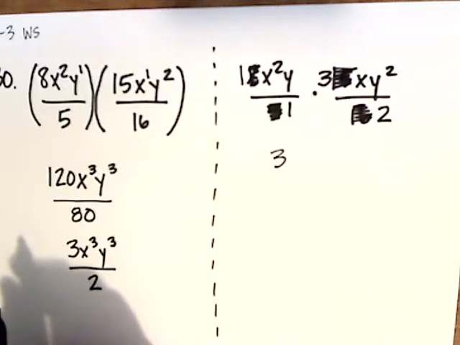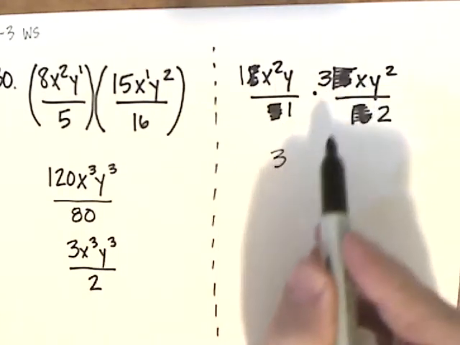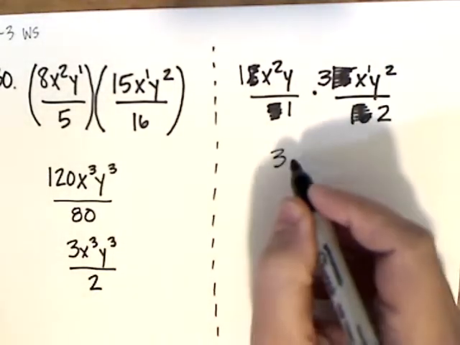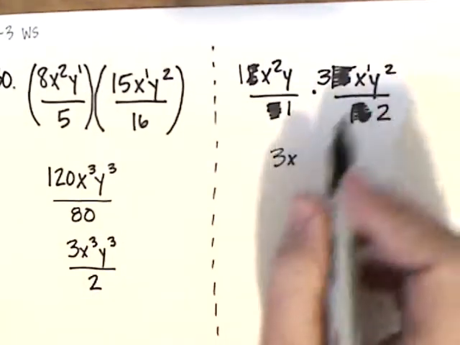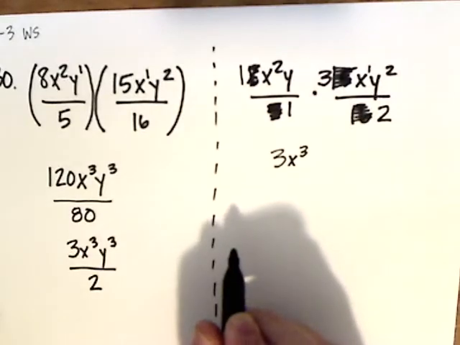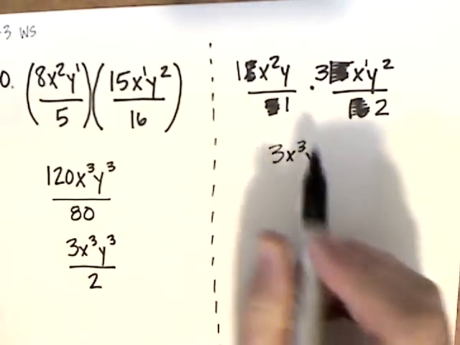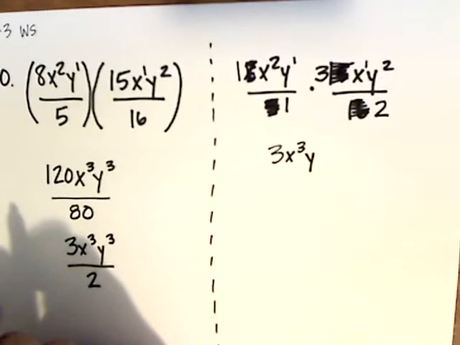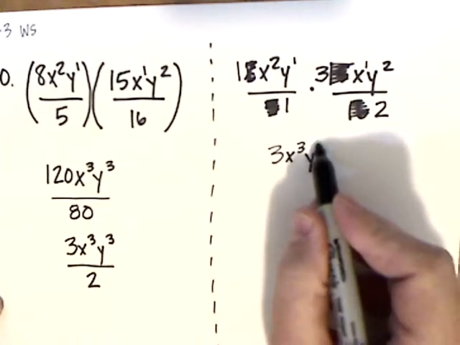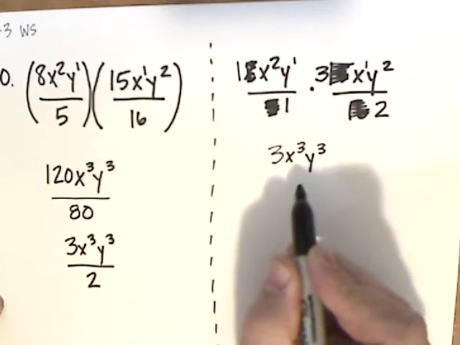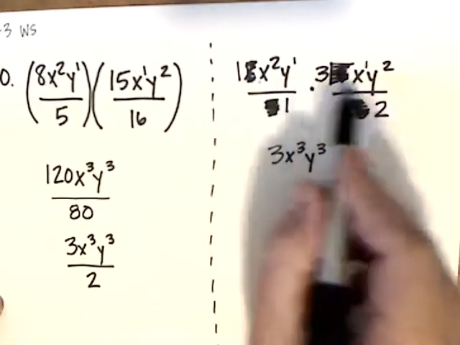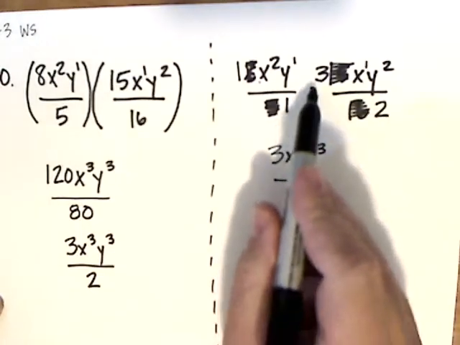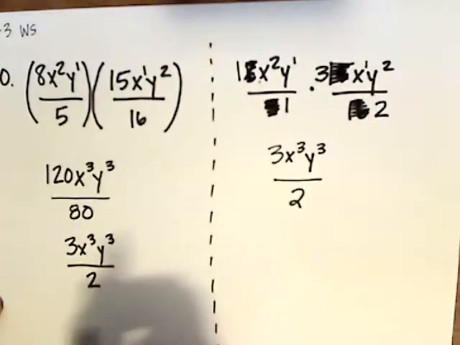Now I look at the variables. I multiply x's times x's. X to the second times x to the imaginary first is going to give me x to the 2 plus 1, 3. Then I do my y's. I got a y to the first and a y squared. 1 plus 2 gives me 3. Done with the numerators. I multiplied that times that. So now I move on to the denominators. 1 times 2 gives me 2.